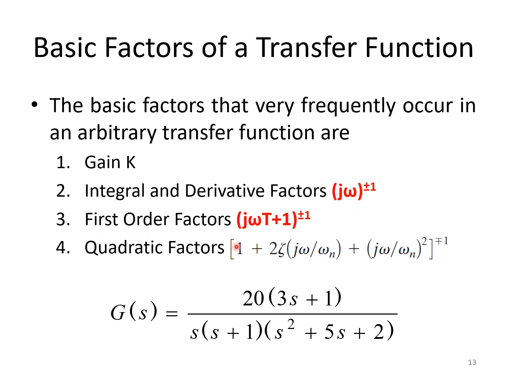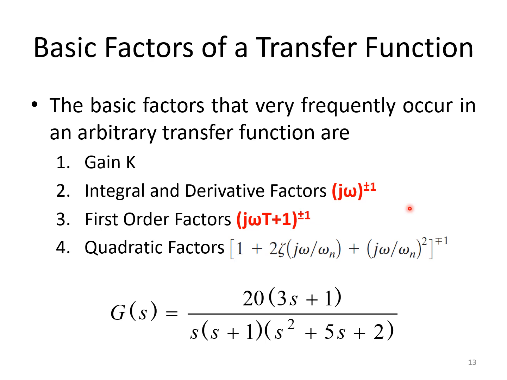Then first order factors, which are represented as j omega T plus 1, and similarly quadratic factors, which are represented as 1 plus 2 zeta j omega divided by omega n plus (j omega divided by omega n) whole square. The power can be plus or minus, that is, you can have this in the numerator or in the denominator. That means you can have either a pole or a zero in your representation. So the four factors are gain, integral and derivative factors, first order factors, and quadratic factors.